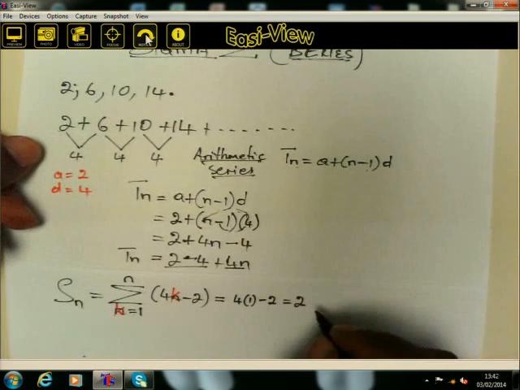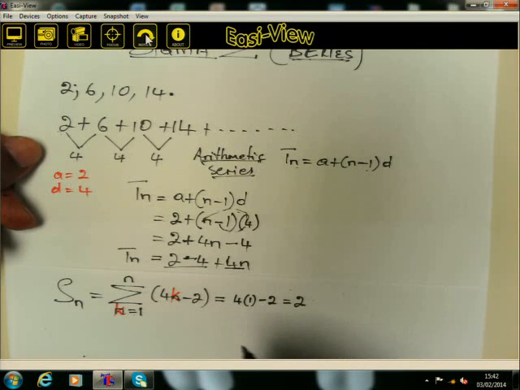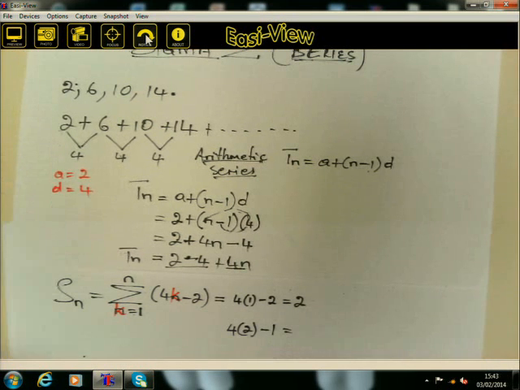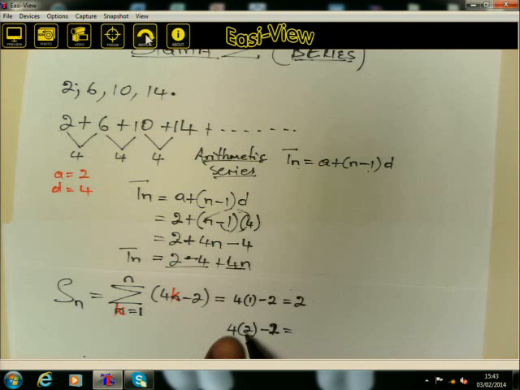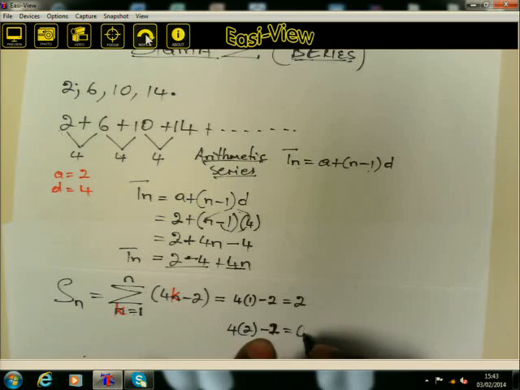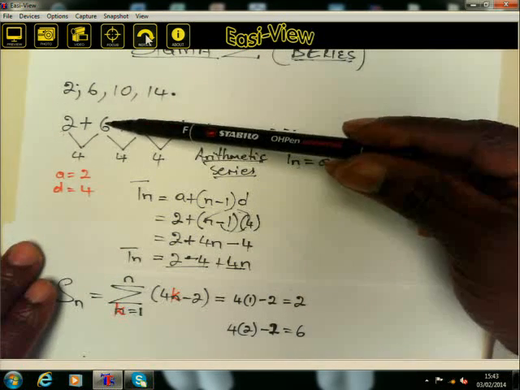Let me check for the second one. For the second one, it's when k is equal to 2. It means it's 4 multiplied by 2 minus 2. Let's check on that. 4 times 2 is 8, and then 8 minus 2. We should have a 6, not 2, because our formula there is 4 times 2 is 8, minus 2. It is going to give us 6. Does it correspond? Yes, it does.